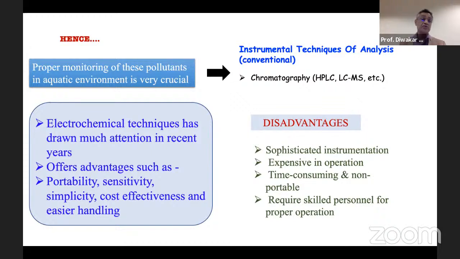On the other hand, electrochemical techniques have drawn much attention in recent years. They offer advantages such as portability, sensitivity, simplicity, cost effectiveness, and very easy handling. I'll try to show what we have done, and we have commercialized the device also, which I would like to share a little bit here.